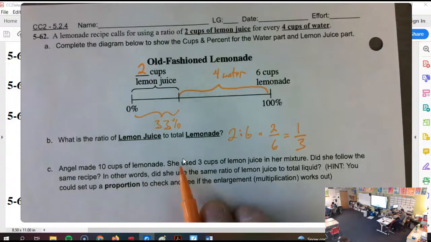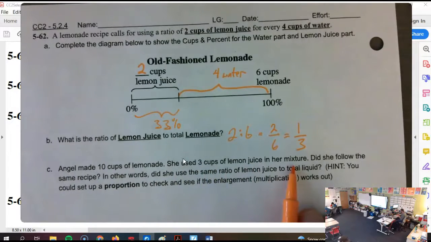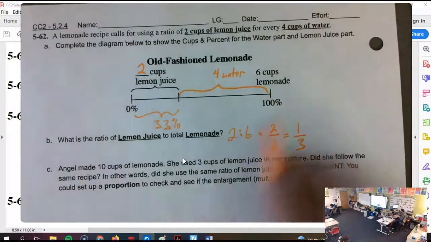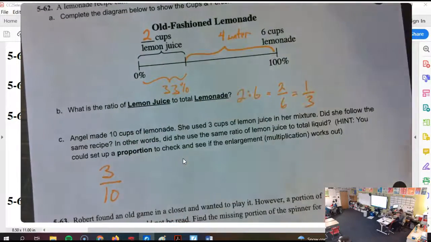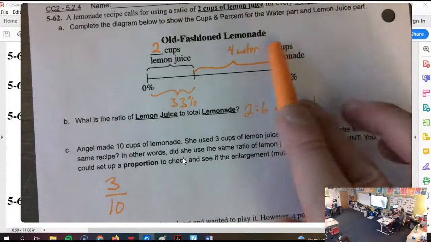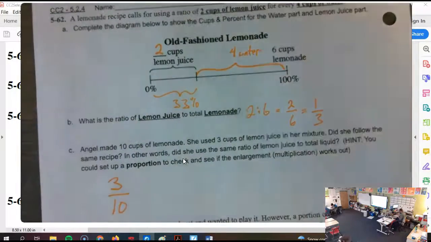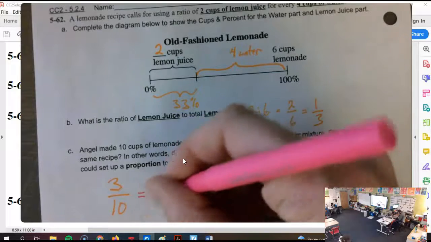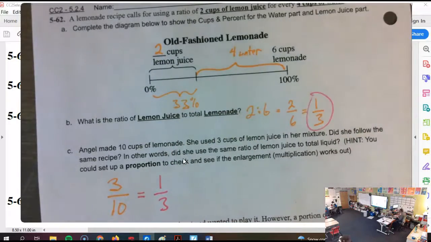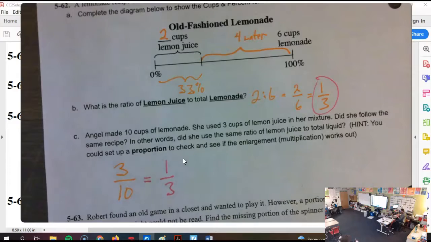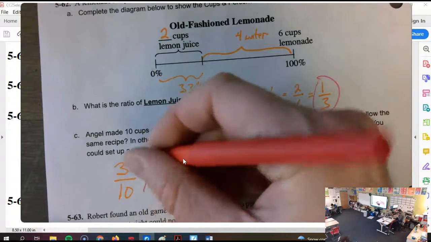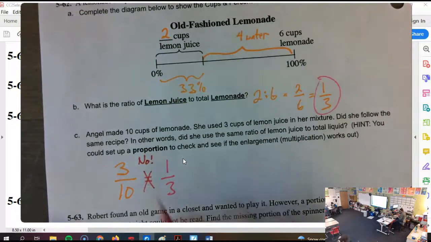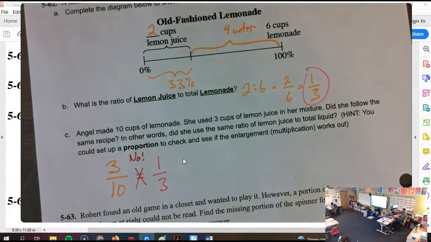If Angel made 10 cups of lemonade and used 3 cups of lemon juice in her mixture, did she follow this same recipe? So what we're asking is if Angel's recipe is 3 out of 10, and this recipe up here called for, let's write it in a different color at least for now, 1 out of 3, because we just talked about our 1 out of 3. Are these equal? No. 3/10 is not equal to 1/3, so they are not the same recipe. Does that make sense?